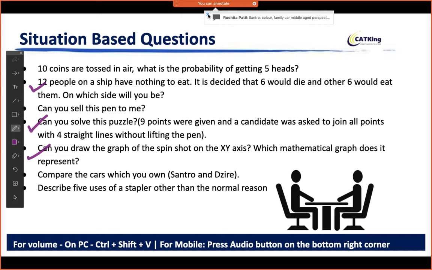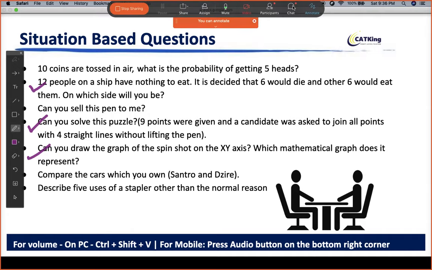Yes. Great. Now, very interesting, the last question is, describe 5 uses of a stapler other than the normal reason. Okay, just letting you know, the normal reason for a stapler is to staple papers, right? What can be the other reasons? You guys tell me what comes to your mind.